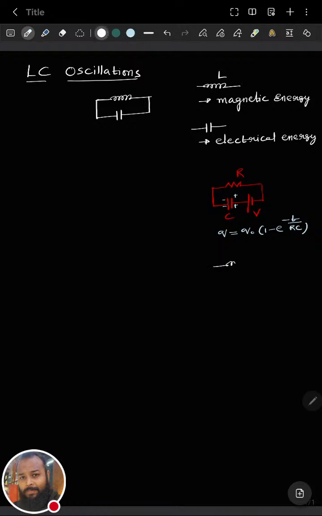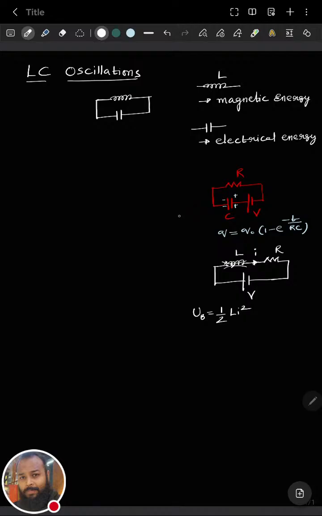Whereas if you take an inductor and connect it to a resistor and a battery, the inductor first opposes, but after a very long time there is no opposition from the inductor and current flows through the resistor, and the inductor stores magnetic energy in the form of a magnetic field. The magnetic energy stored by the inductor is half L i square.